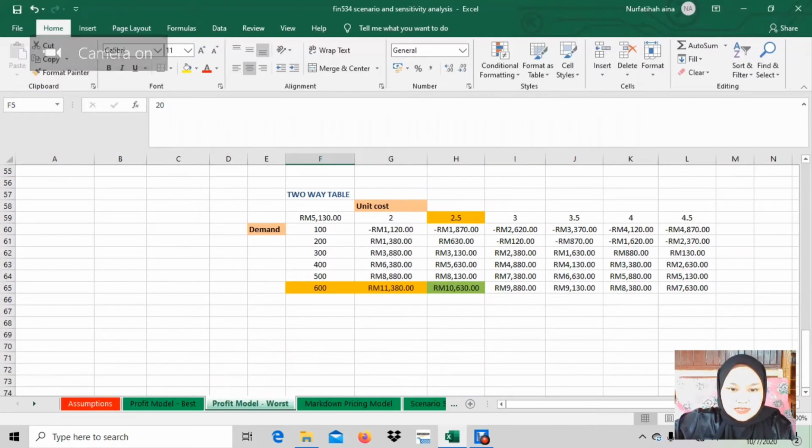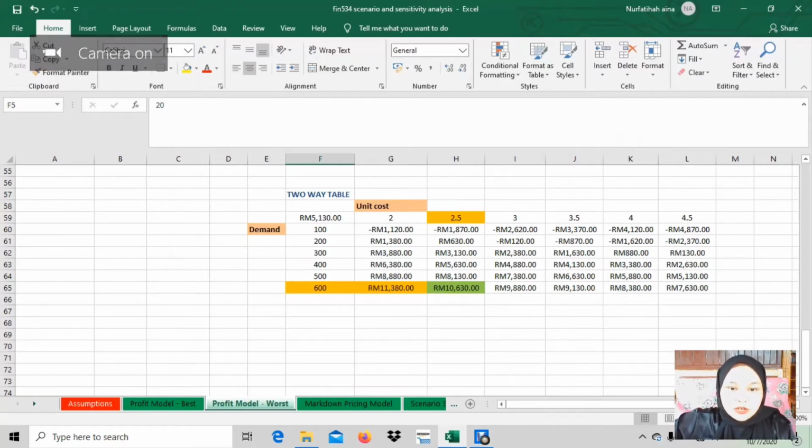And the last test is I do the test on the demand of the product and the unit cost. I test the demand from 100 units to 600 units, and the unit cost from 2 ringgit up to 4.5 ringgit. And it shows that I need to put the unit cost at 2.5 ringgit, and the demand of the product at 600 units in order for me to get the profit higher than RM 10,000 ringgit.